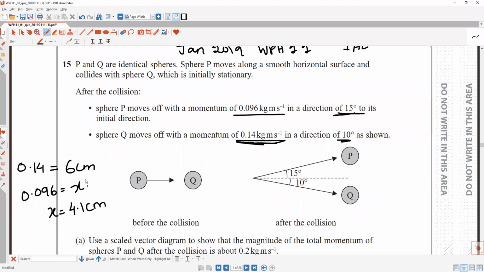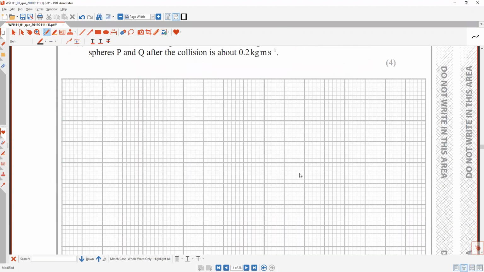It depends on you. So I decided a bigger scale, and 0.096 turned out to be 4.1 centimeters, which is reasonable. Remember, the bigger the diagram, the more accurate your result is going to be, because of the less percentage uncertainty. So now check what is happening over here.